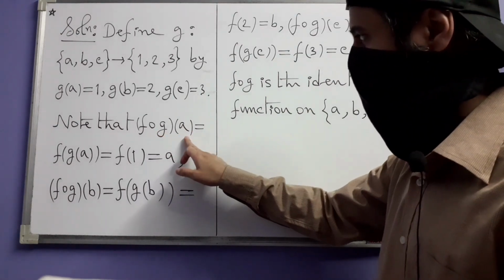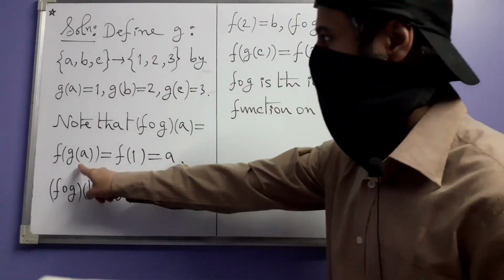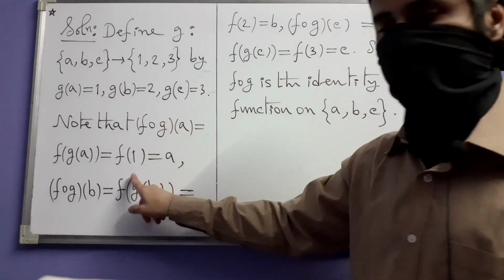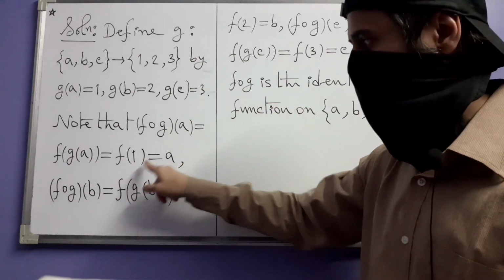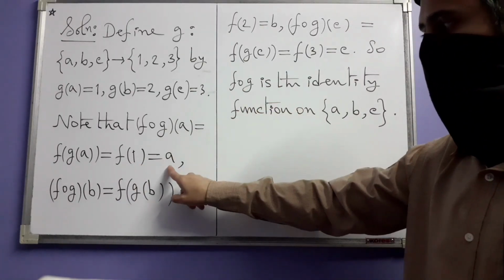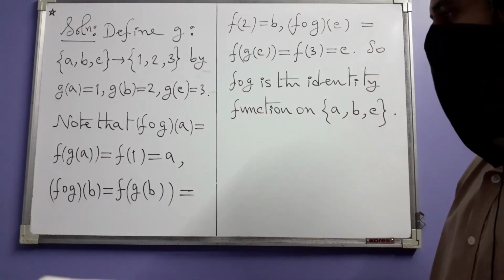f composite g of a is f of g of a by definition of composition. Now g of a is 1, so that's how you get f of 1. And if you recall the definition, f of 1 is a. So you get a back. a was the input and a is output also.